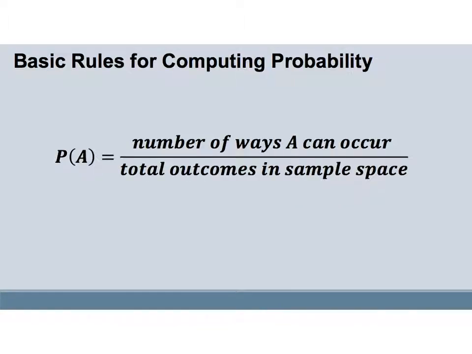Okay, so here is your basic rule for computing probabilities. It's just a fraction. All it is is part out of a whole. Number of ways A can occur over total outcomes in a sample space. So probability is simply part out of a whole.